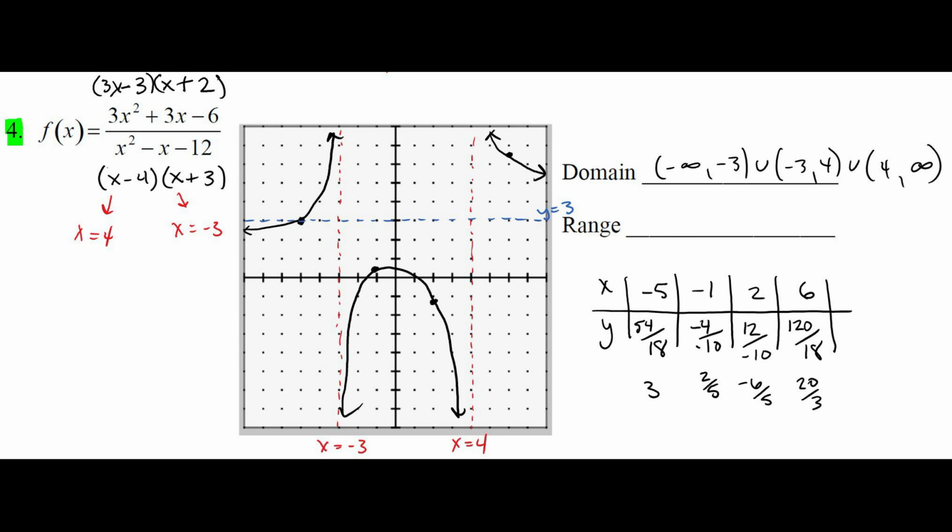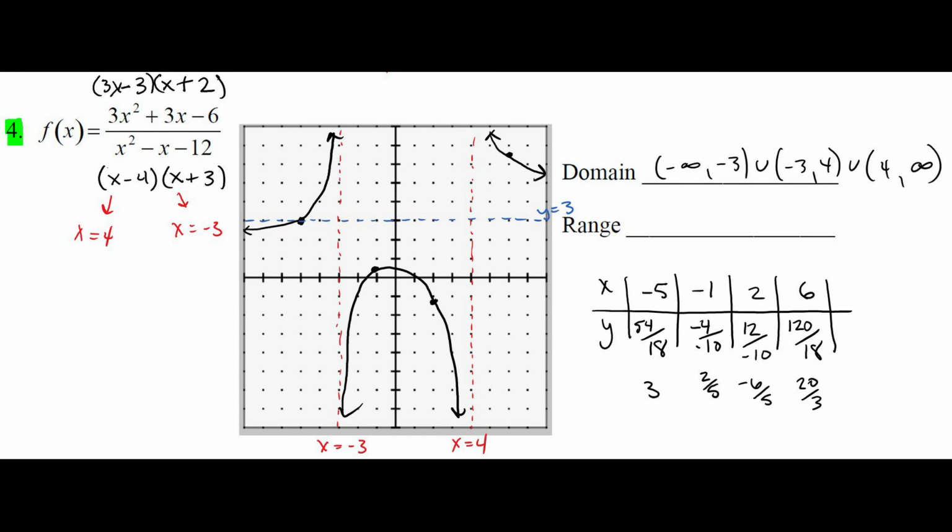The domain on this is pretty easy. It's negative infinity up to -3 and -3 to 4, and then 4 to positive infinity. Now the range is very, very difficult on this one. The reason for it being difficult is because there's a gap in between the peak of that middle section and the trough, or the lowest point, on the left section.